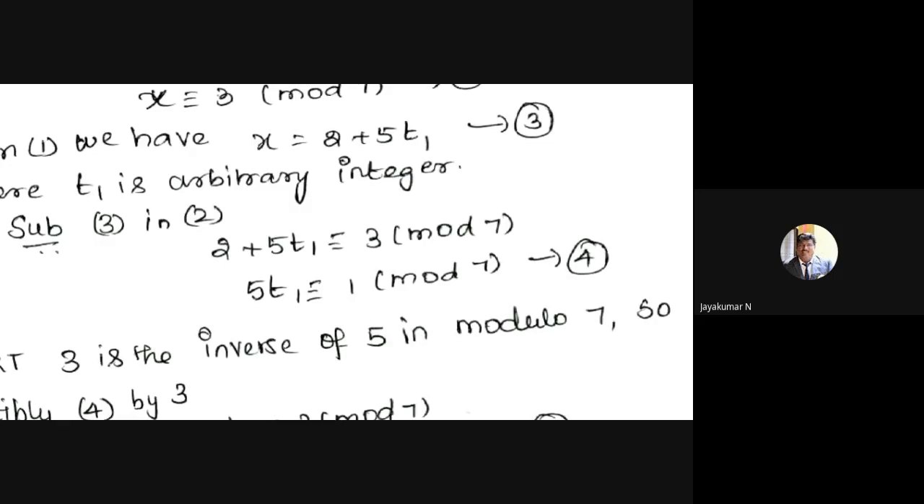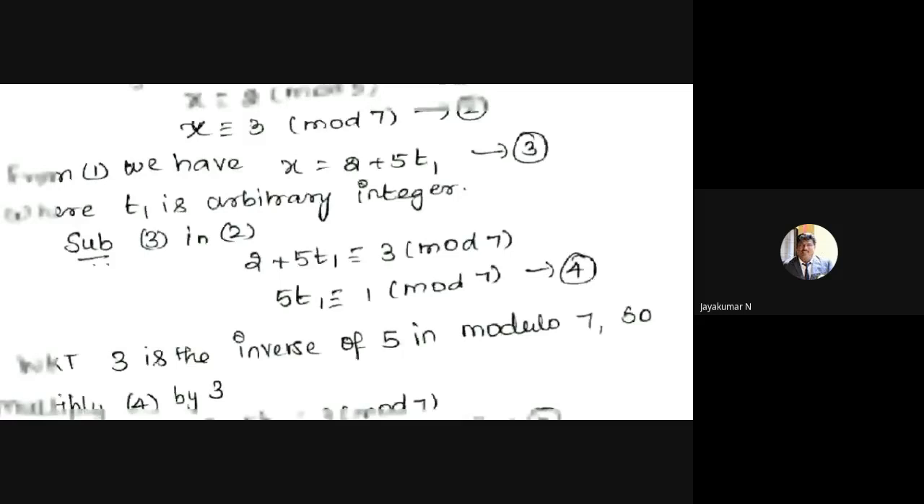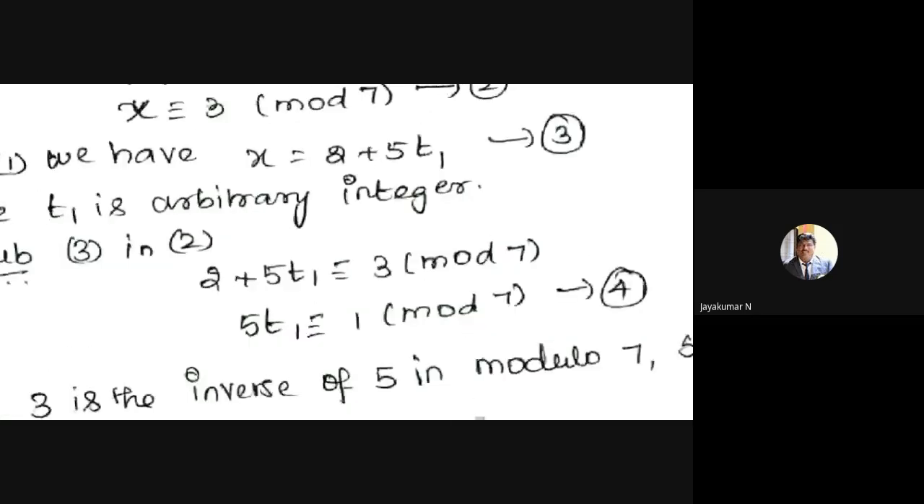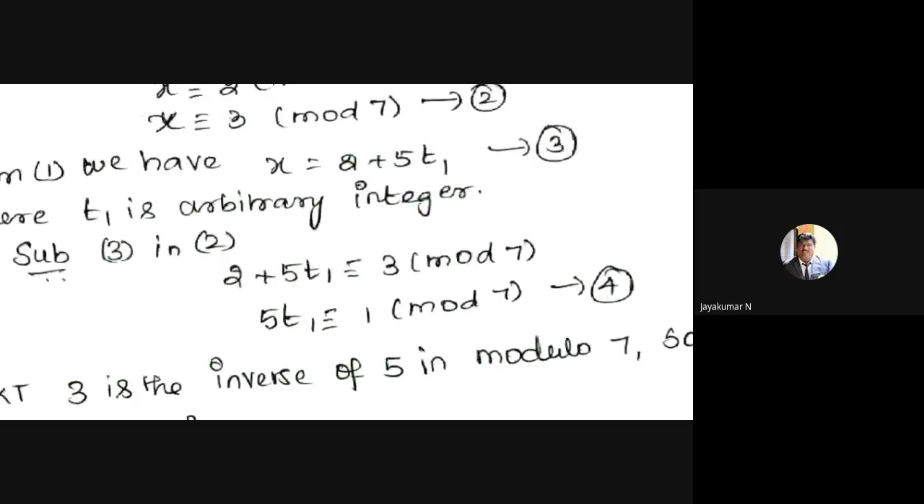Which is an important step, man. That's why I'm asking. So far, I didn't ask any question. I'm asking simply, did you get it? Are you able to find the inverse of 5 under mod 7? Sir?